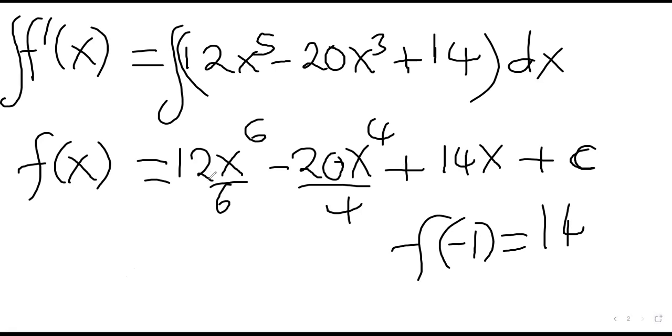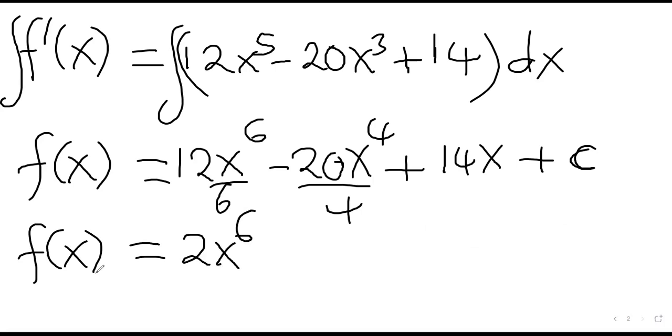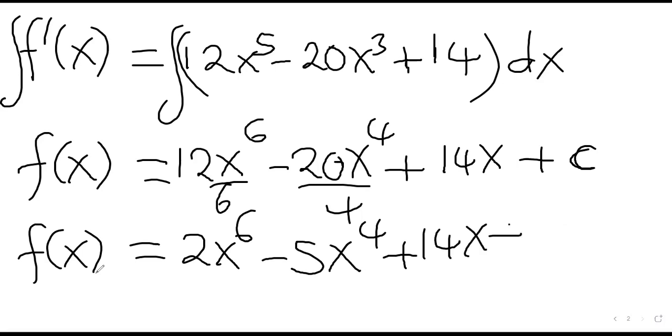Before we could do anything, let's first simplify this part here. We have 12 over 6. We know 12 over 6 is simply equal to 2, and this 20 also equals some known number. So f of x is equal to 12 divided by 6, which is 2, so we write 2x to the power 6. And then -20 divided by 4 is just -5x to the power 4, and then plus 14x plus c, like this. So let's move to the next page.